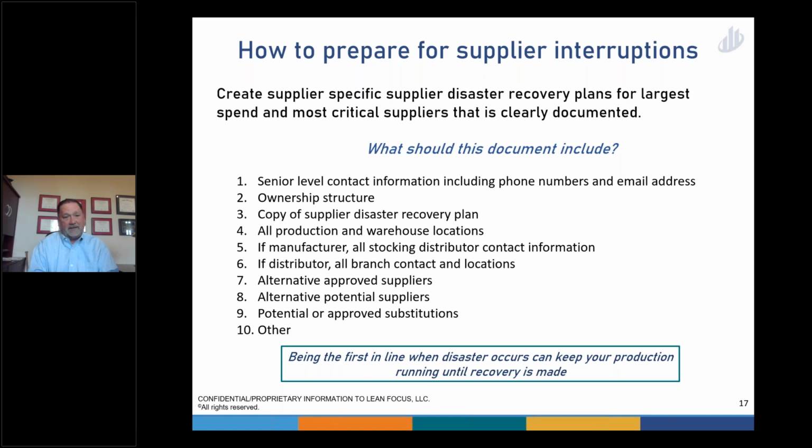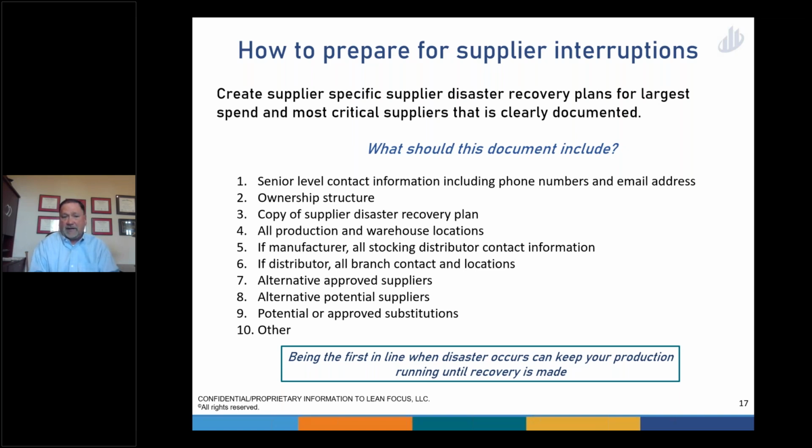Again, it may seem simple, but know all production and warehouse locations. Maybe they had a fire at one location, but can we ship that production over to another location? If it's a manufacturer, understand where all their stocking distributor contact information is. I've had several situations where I would buy from the manufacturer direct, and they were having an issue. I could go to a stocking distributor and pull inventory that helped me bridge the gap until the manufacturer was up and running again.